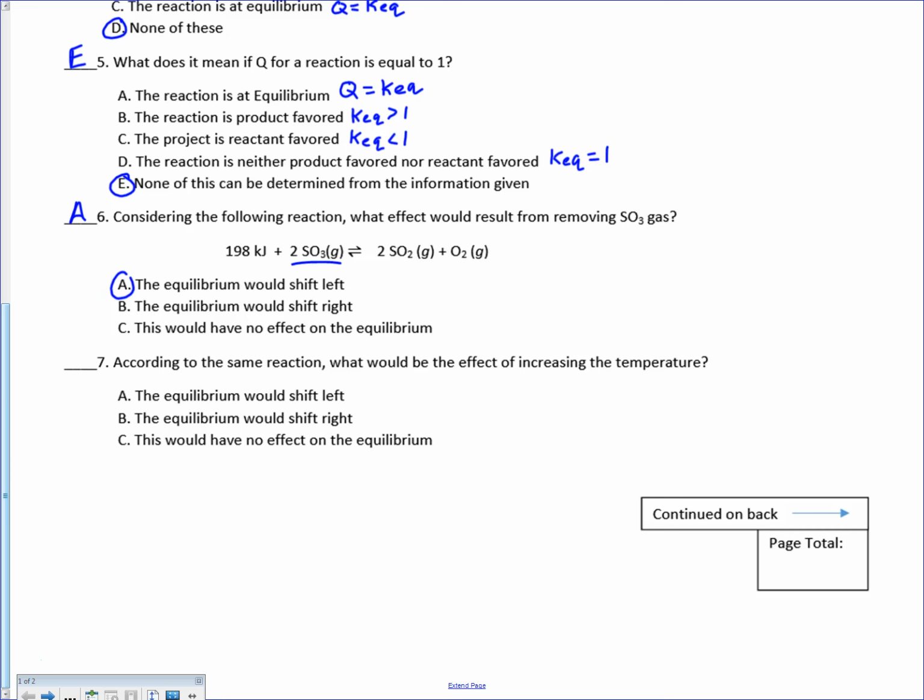For B, it says, according to the same reaction, what would be the effect of increasing temperature? If you're increasing temperature, you're adding heat. All right. If you're adding heat, then it's going to try and shift to the side of the reaction that doesn't have heat on it. This one's endothermic. You can see that heat is shown here by saying that there are kilojoules on this side. And so if it's going to shift to the side of the reaction without heat on it, it's going to be shifting to the right side of the equation. If we had reduced the temperature, it would be shifting to the left side. All right. So that is B.